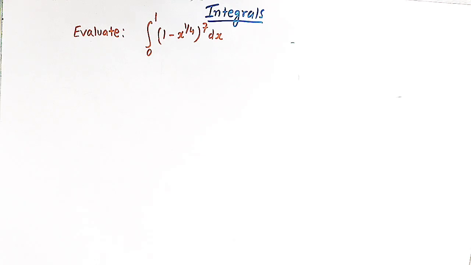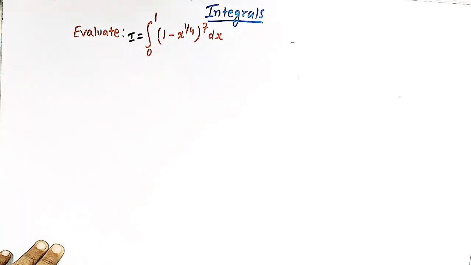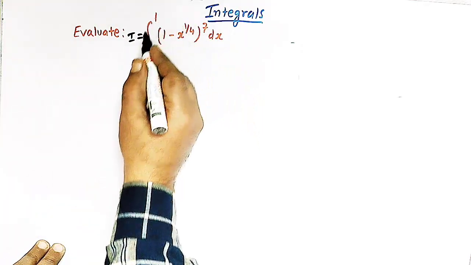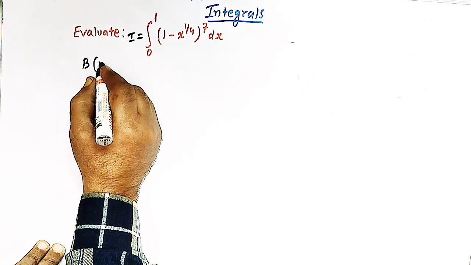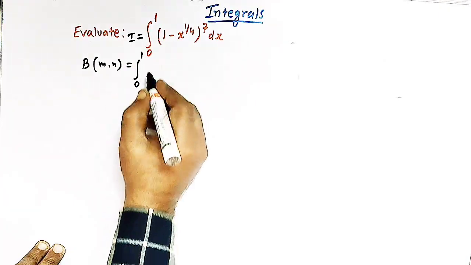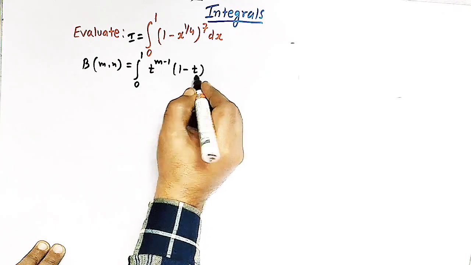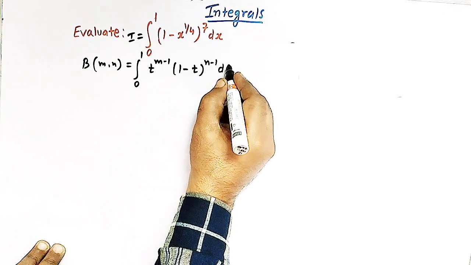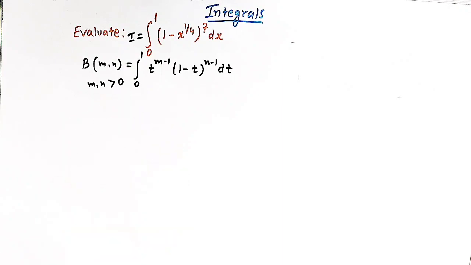So let us first use the concept of integration by substitution method. Let us first call this integral as I, and here we'll convert this integral into the beta function, which is B(m, n) equal to the integral from 0 to 1 of t raised to m minus 1, times (1 minus t) raised to n minus 1, dt, where m and n are greater than 0.